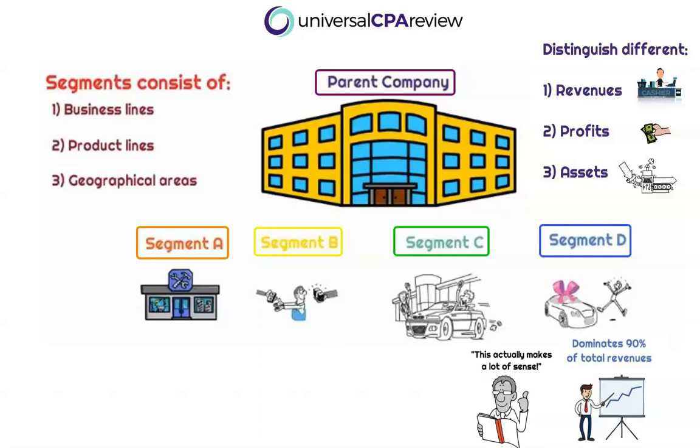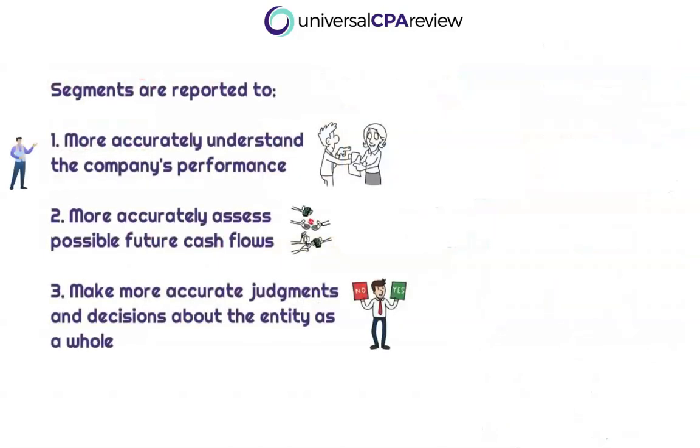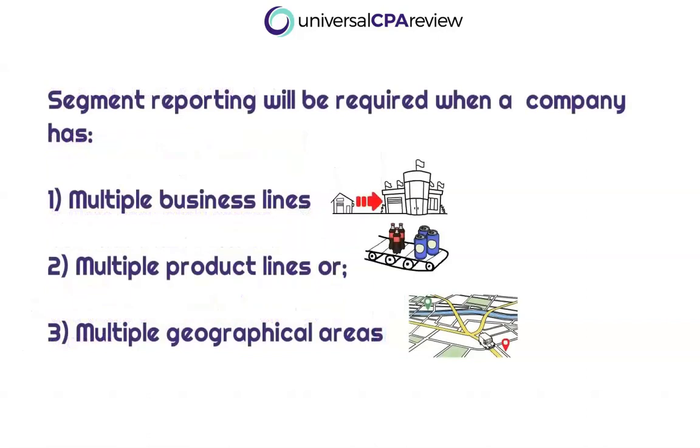The primary objective of segment reporting is to provide financial statement users information so that they can 1, more accurately understand the company's performance, 2, more accurately assess possible future cash outflows and inflows, and 3, make more accurate judgments and decisions about the entity as a whole. We'll talk more about what needs to be disclosed in detail, but for now, understand that all operating segments, any major products and services, geographical areas, and any major customer that the company might have need to be disclosed.